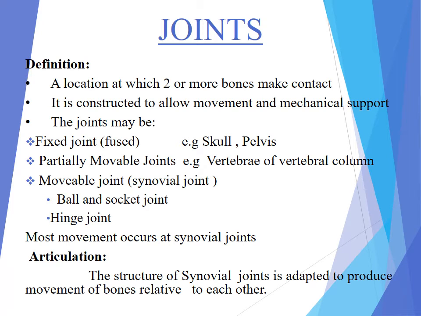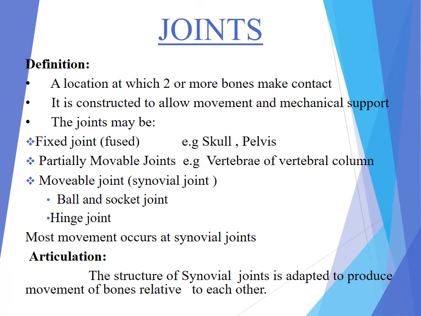Now let's move towards joints. The definition of a joint is a location at which 2 or more bones make contact or combine. Number 2, why is a joint constructed? It is constructed to allow movement and mechanical support. There are different types of joints in the human body.